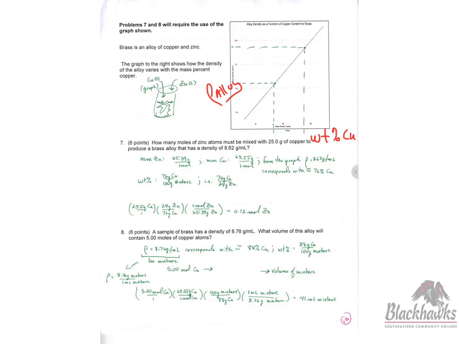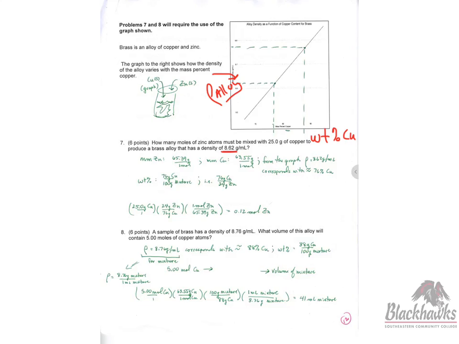You see those 2 dots up there? This first one, the bottom one, is what I need to use for question number 7, because question number 7 gives a density. So I looked up a density on that y-axis, and you can't read it from here, of 8.62 grams per mL. I saw where it hit the calibration curve and came down. That's the weight percent copper. Only then could I work the problem.